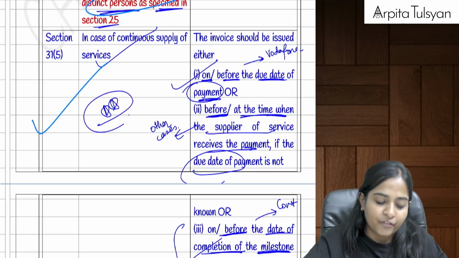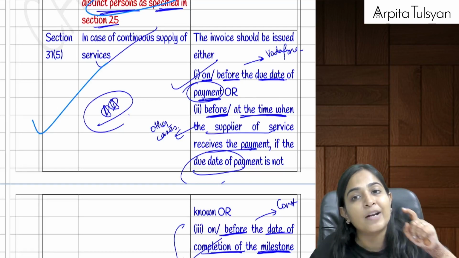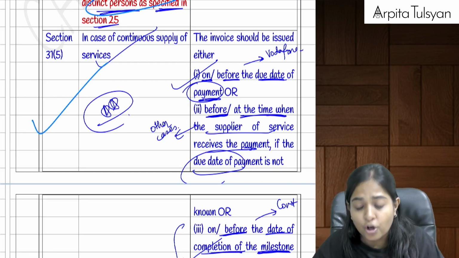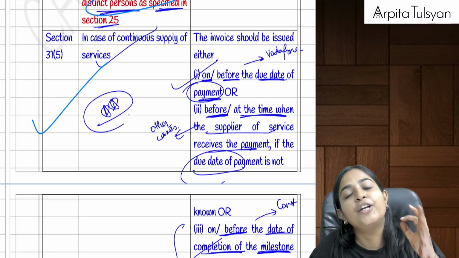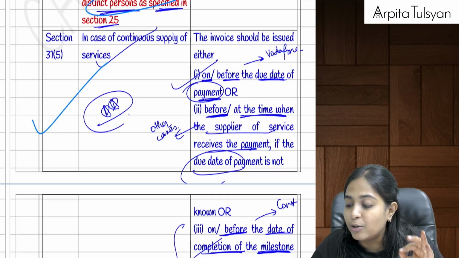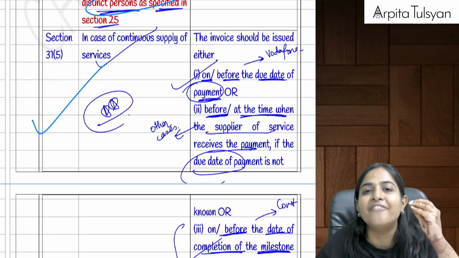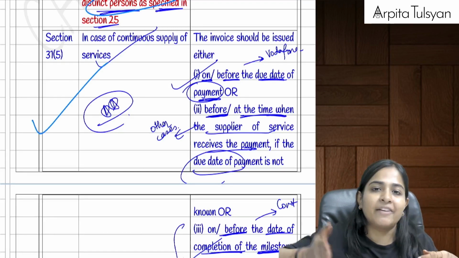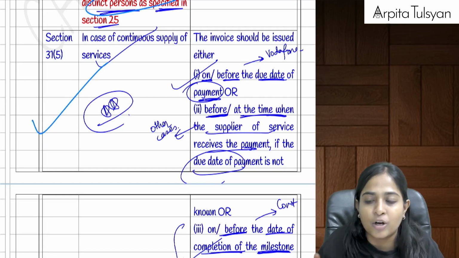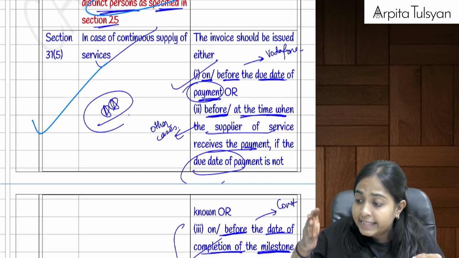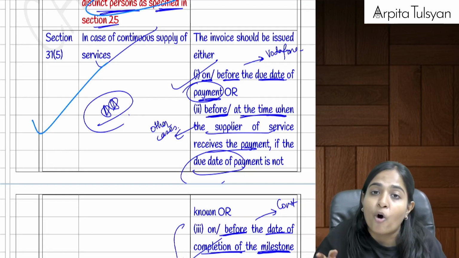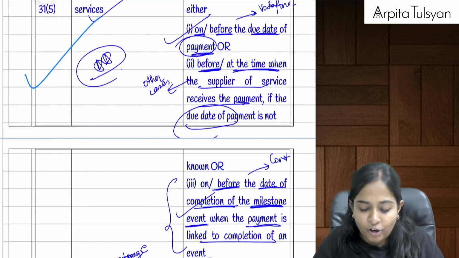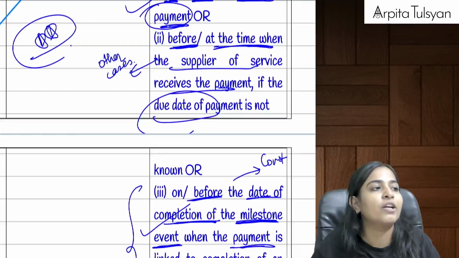Now in case of continuous supply of service, what is the time period for issuing the invoice? The invoice should be issued on or before the due date of payment. Example, I have availed the services of Vodafone postpaid. There will be a particular due date fixed by Vodafone for payment of the mobile bill. Whatever the due date is, on or before that day at least I should receive the invoice, right? Acha, what if the due date is not known?